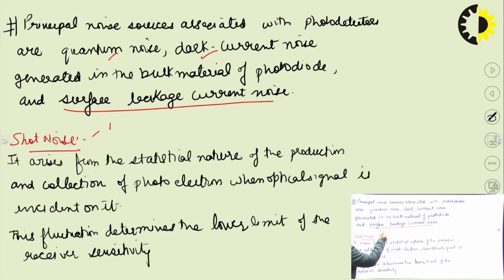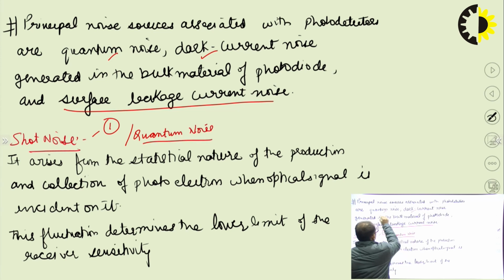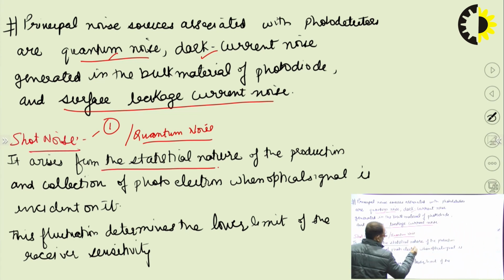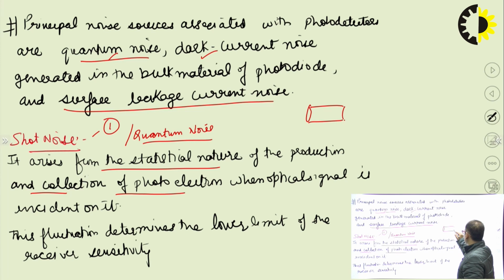Now first of all we will discuss the shot noise, which is also known as the quantum noise, which I pointed out a few minutes ago. Clear? Now this shot noise arises from what? It arises from the statistical nature of the production and collection of photoelectrons when an optical signal is incident on it. It means when the output from the optical fiber cable, the number of photons at the output of the optical fiber, strikes onto the APD or PIN. Clear?